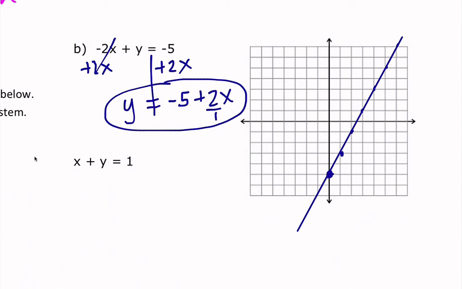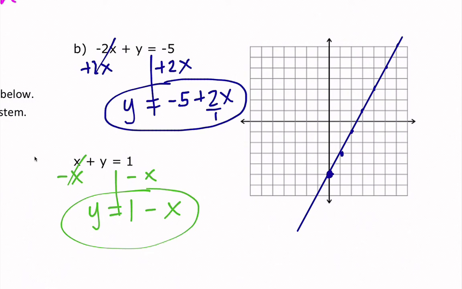This one does not have y by itself either, so to get rid of that x, I'm going to take away an x from both sides. So that's going to give me y equals 1 minus x. So now that y is by itself, I can graph it.